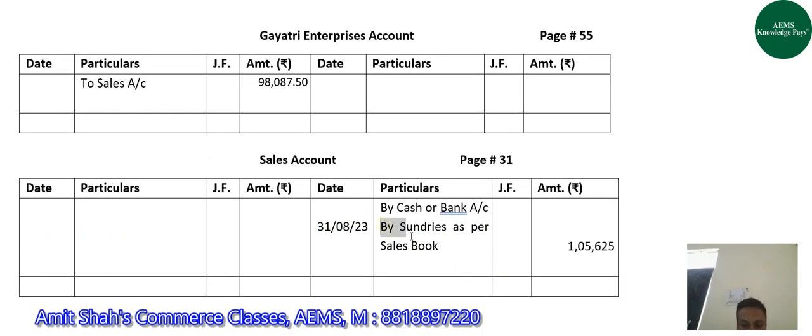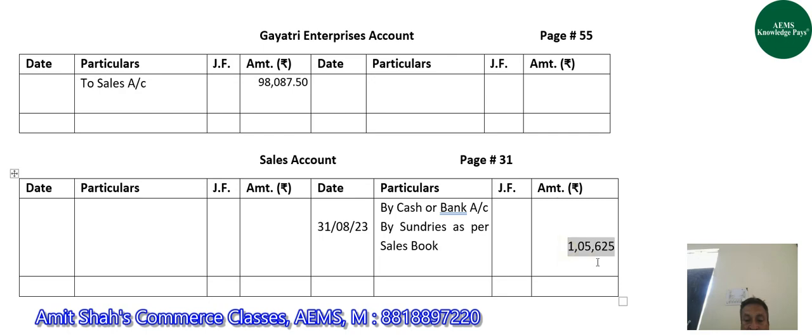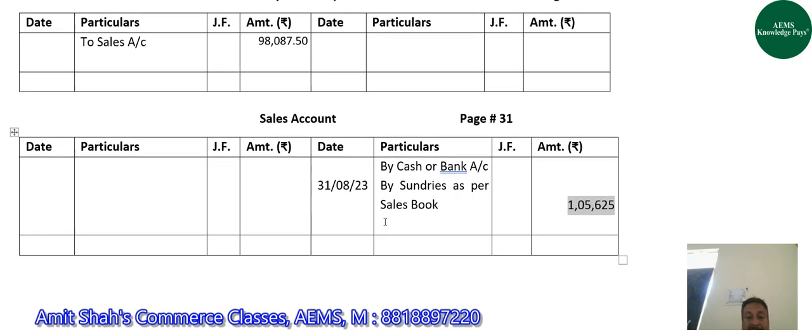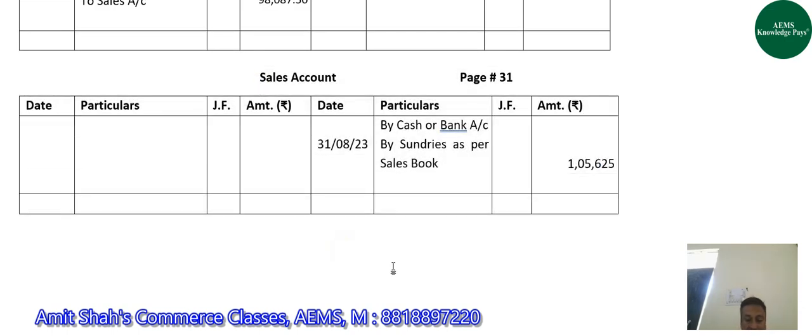So this is how we have transferred. This is not called posting, guys. This is called transfer. Posting is done of individual transactions, but this is not an individual transaction. This is the total of the two transactions of sales. So this is called transfer. Same way, guys, we will transfer the totals to output CGST and output SGST accounts.